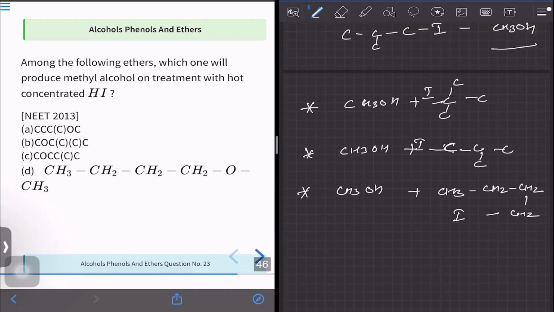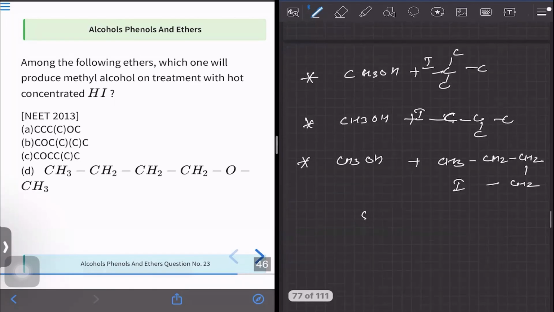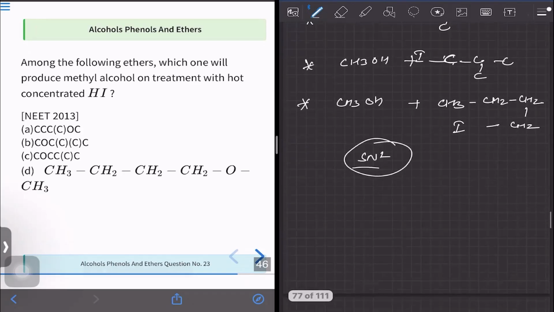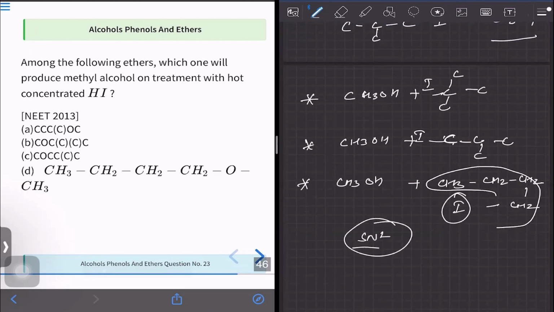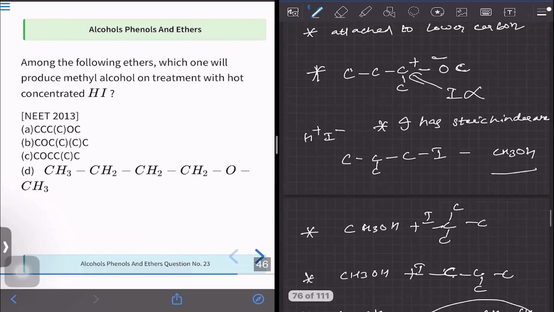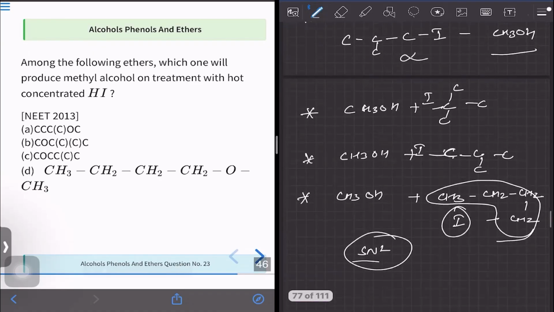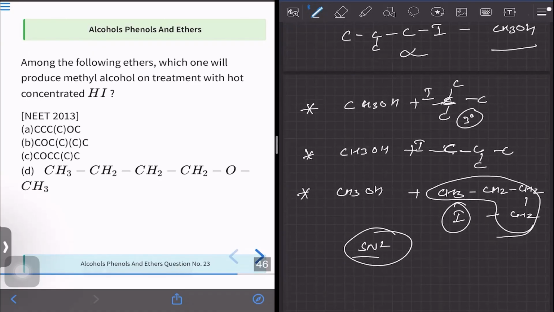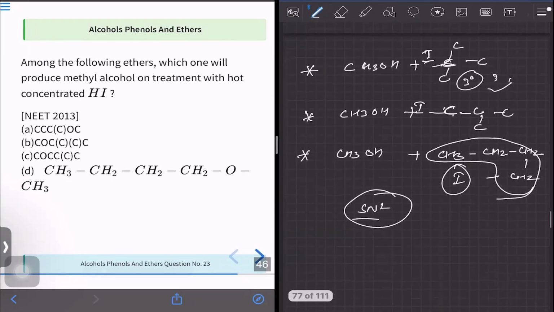See, this is a type of SN2 reaction. So iodine is attached to the carbon which has less steric hindrance, and that makes it more stable. So according to steric hindrance, option 1 is incorrect, and in option 2 it is attached to a tertiary carbon. See, this carbon has iodine, which is a very big molecule, and it is surrounded by three methyl groups. So it also has great steric hindrance, making it less stable.